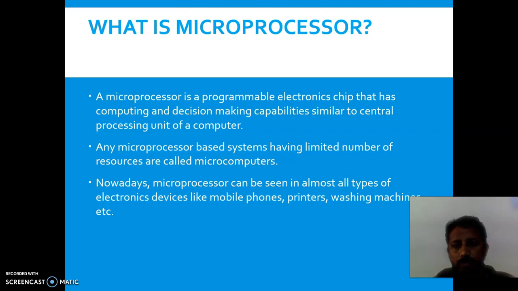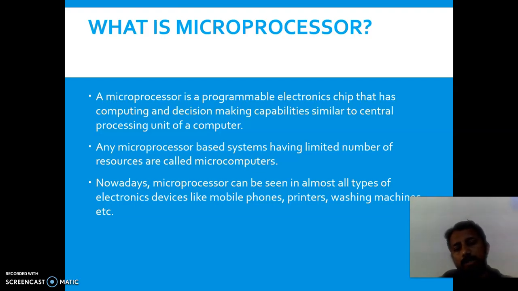What is a microprocessor? A microprocessor is an electronic chip that has computing and decision-making capabilities similar to the CPU of a computer, or more precisely, I can say it is the CPU of a computer. One thing I want to tell you here is that it is an electronic chip, which indicates that it is nothing but an integrated circuit. This circuit is manufactured for doing computing tasks. That is a microprocessor. So what does a microprocessor consist of, and how would the computing be done?